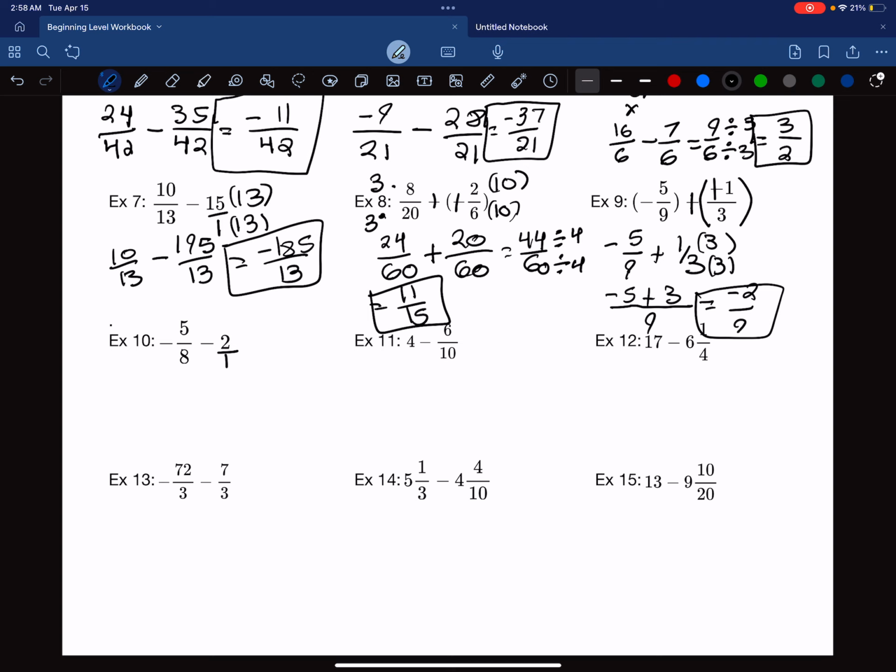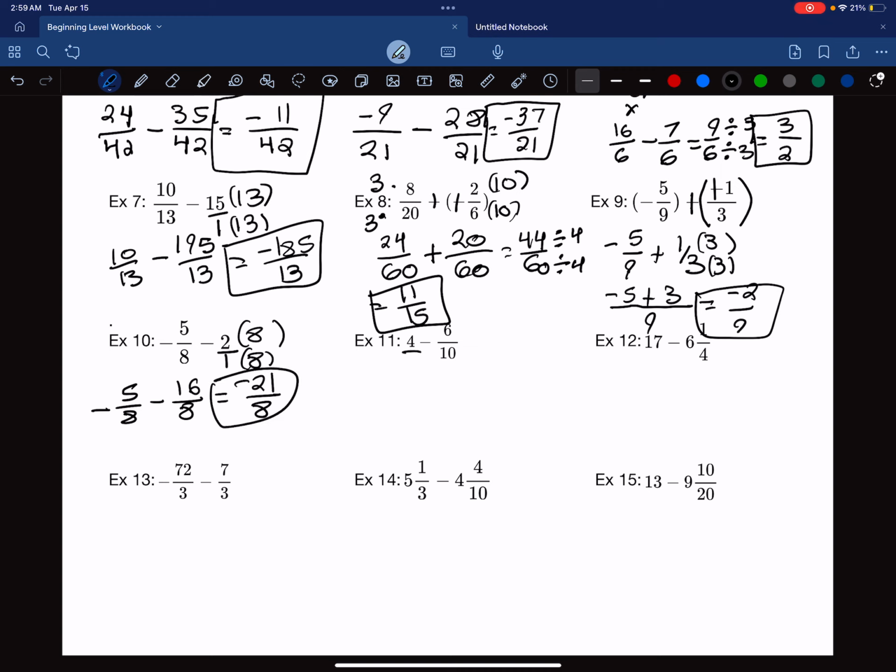And then to get a common denominator, I can multiply both these by 8. From here, you can also recognize that we have a negative, but we're subtracting a positive. So this isn't going to change to addition, which is good. So we have negative 5/8. And then 2 times 8 is 16. So we're going to do 16, and that's going to be over 8. So that becomes negative 21 over 8.